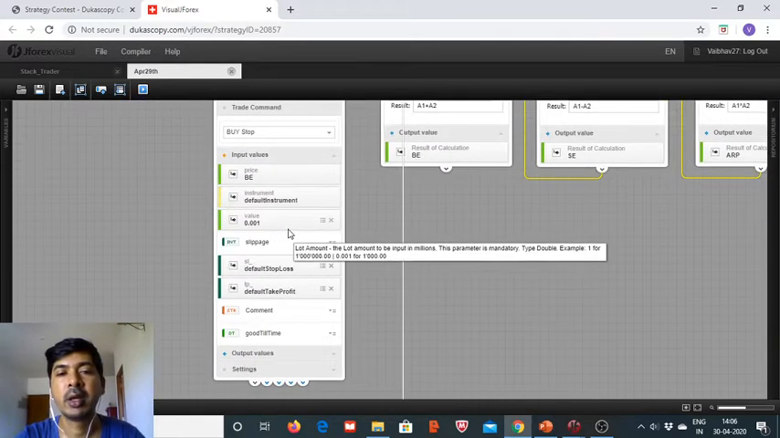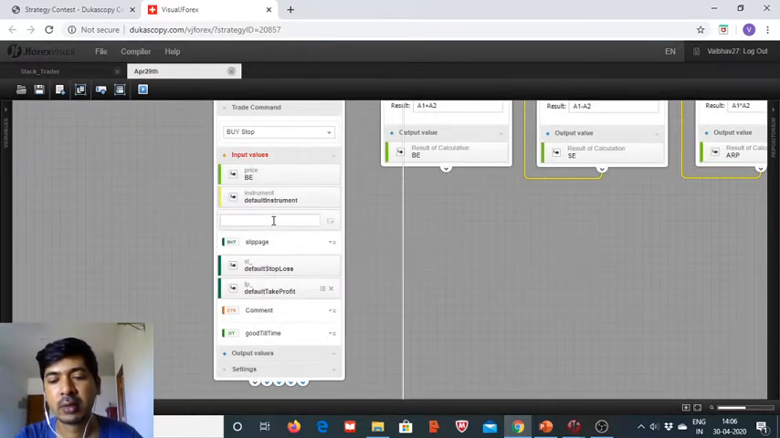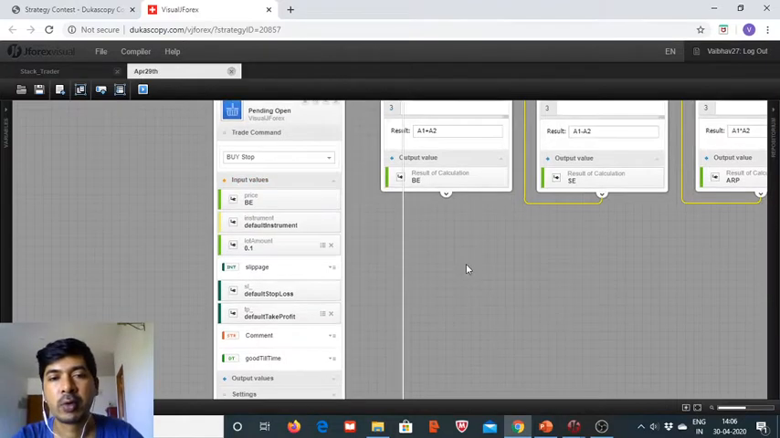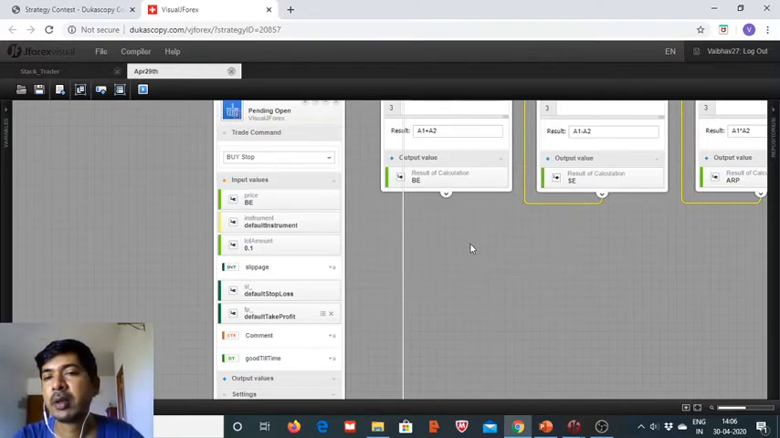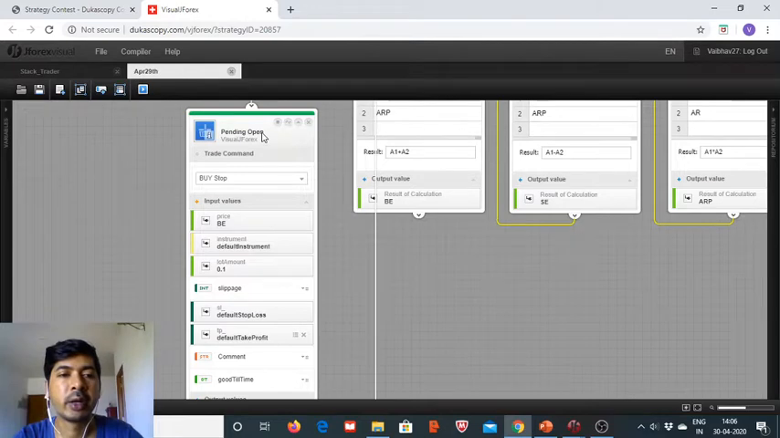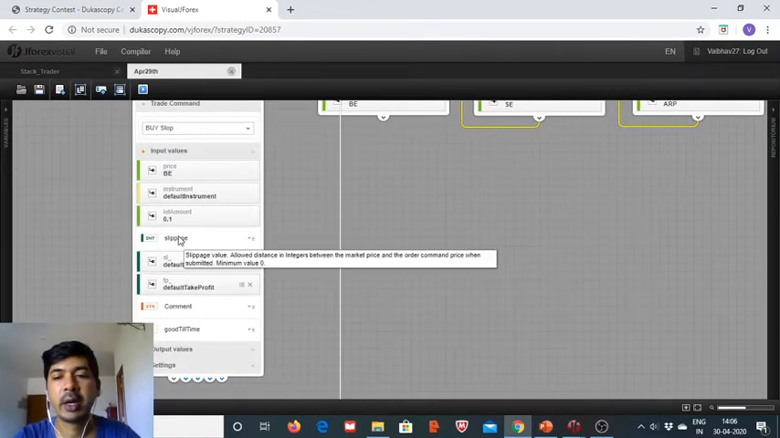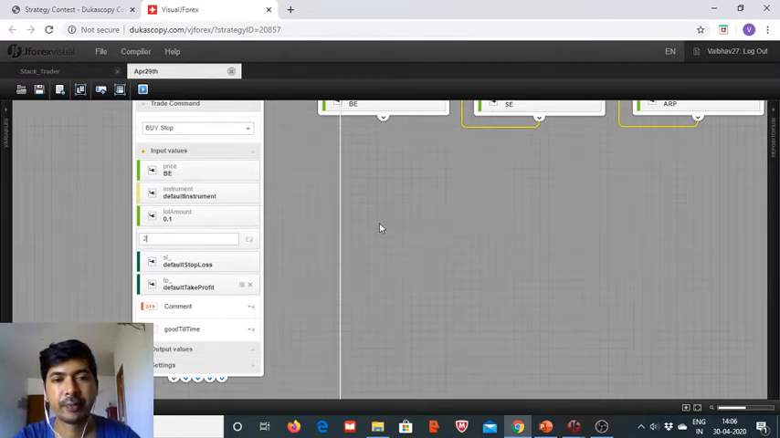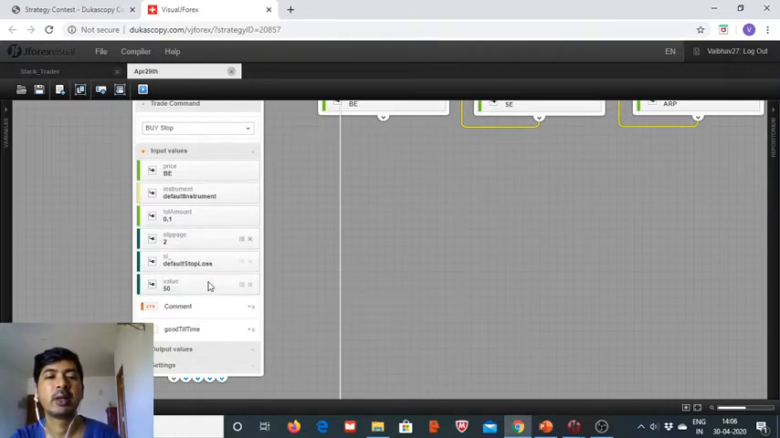Okay, instrument remains the same, trade amount let us keep it fixed at 0.1 million. Depending on the equity in your account, it can be 1 million, it can be 0.01 million. Either way, you should try to minimize your risk. Slippage at 2 pips. Now comes the question of defining the order validity time and then the stop loss and the take profit.